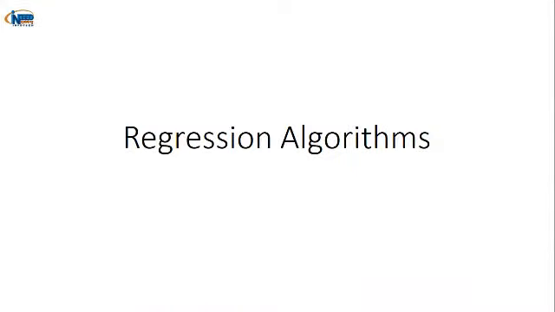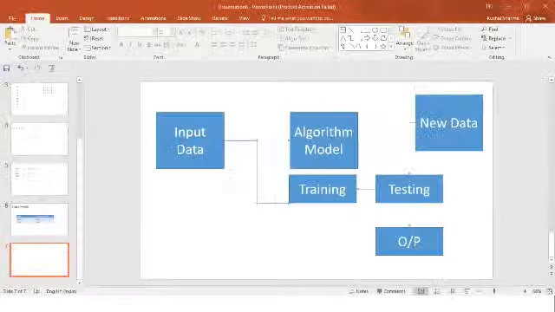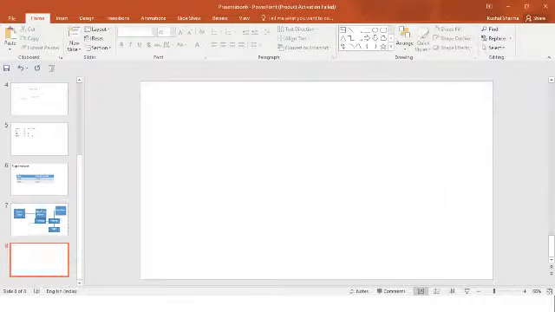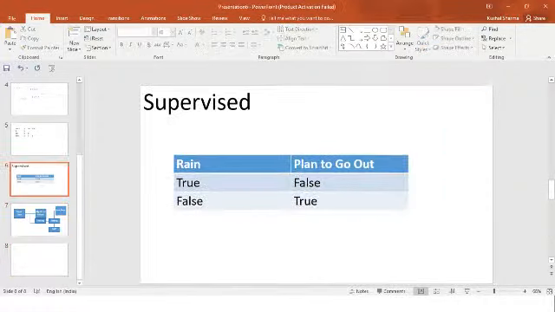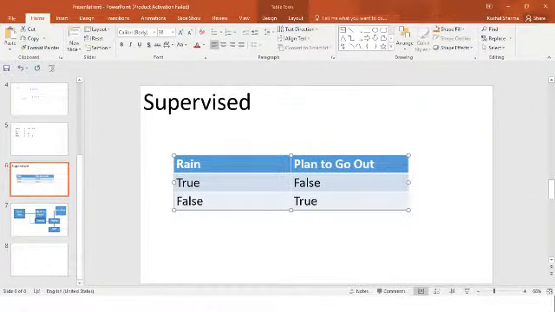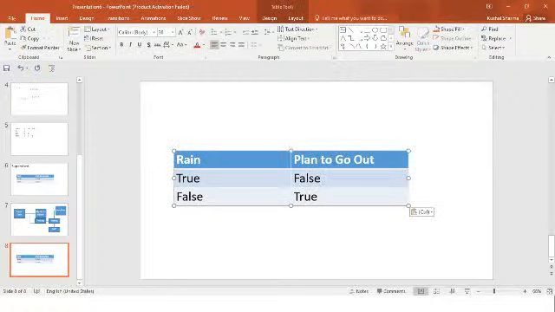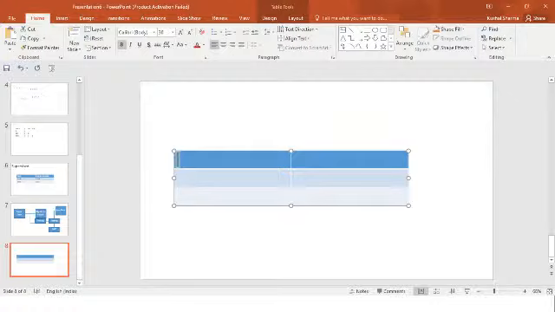Then we have regression algorithms. These are different types of algorithms, and in regression algorithms we have x and y again. In regression algorithms we won't have data like this. We would have data such as speed and time, where an increase in speed will result in a reduction in time.